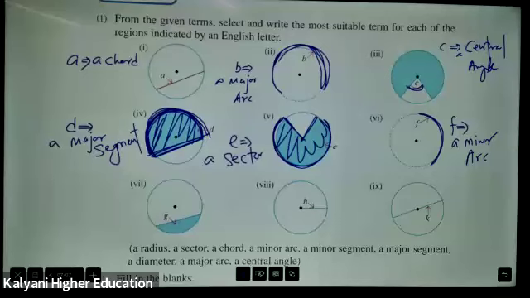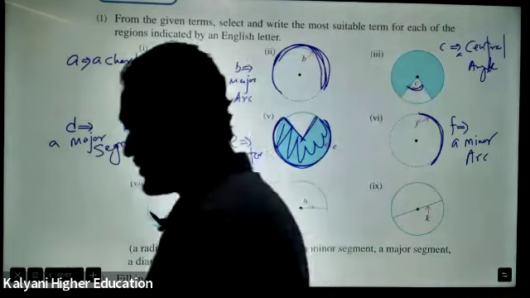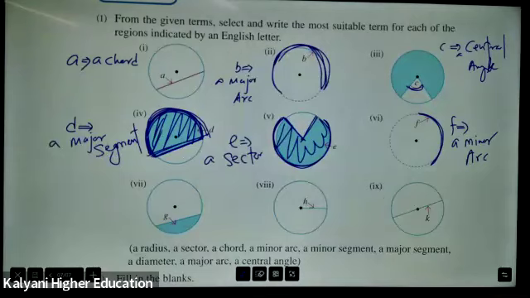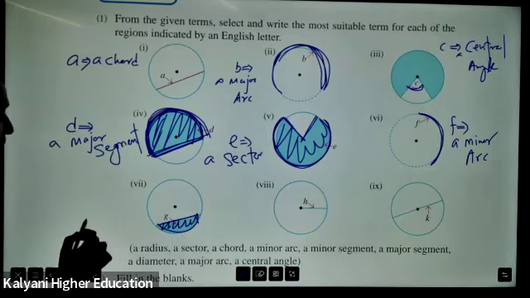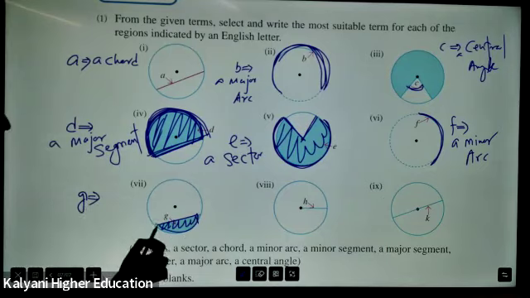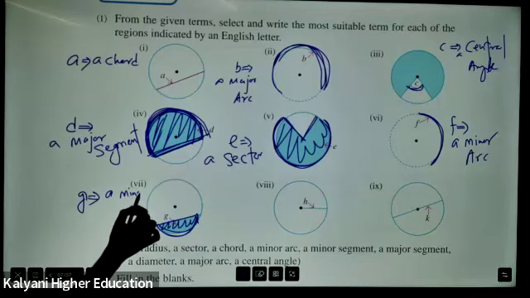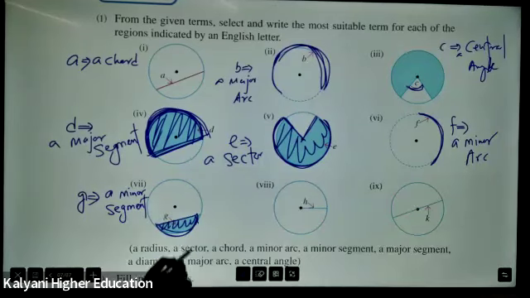Minor arc. Is it clear? Can you understand? Fine. Next one. The part of a circle which is bounded by a chord and an arc. What do we call it if it's bounded by a chord and an arc? It's a segment, but this one is small. A minor segment. Good. Next.